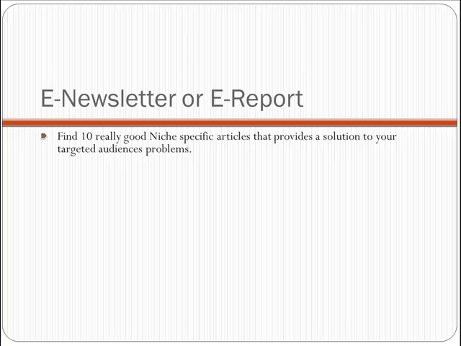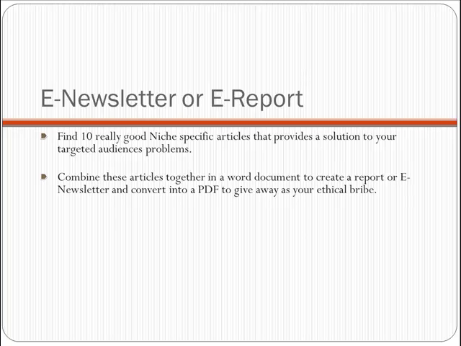What you're going to do is grab 10 articles, combine them together in a Word document to create a report or e-newsletter, and convert it into PDF to give away as your ethical bribe. Now you're like, aren't I stealing somebody else's articles? You're taking those articles and doing exactly what the article writer wants you to do, and that's to take them and use them, because there's something that you have to do when you're using somebody else's information that they provided.